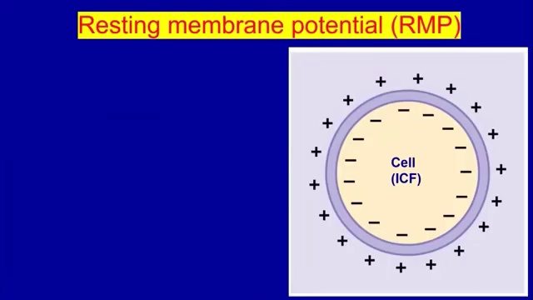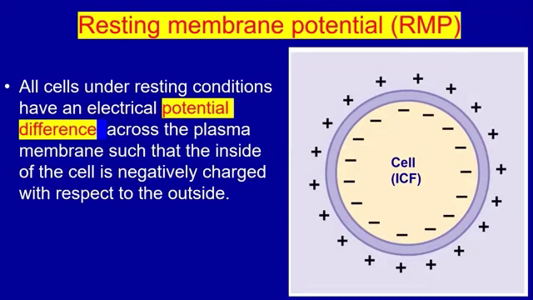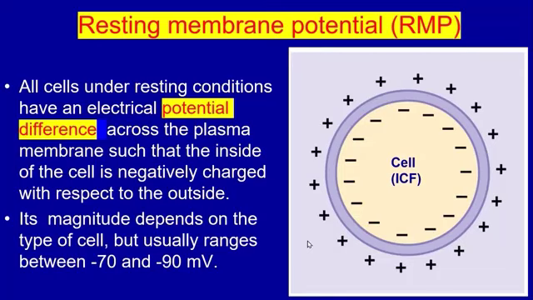Resting membrane potential. All cells under resting condition have an electrical potential difference across the plasma membrane such that the inside of the cell is negatively charged with respect to the outside. Here you can see that the inside is negatively charged and the outside is positively charged. Its magnitude depends on the type of cell, but usually ranges between -70 and -90 millivolts.